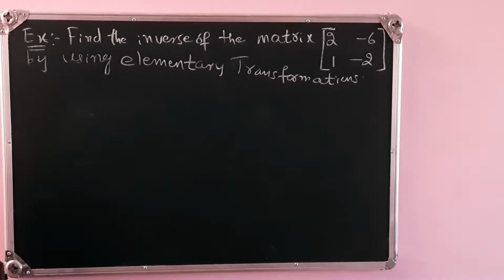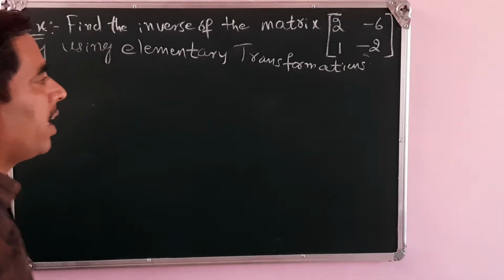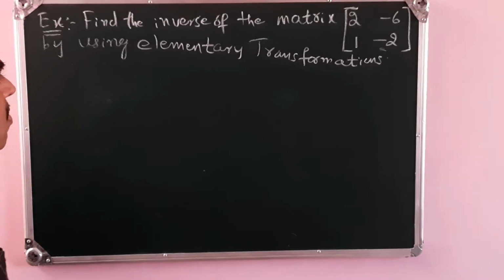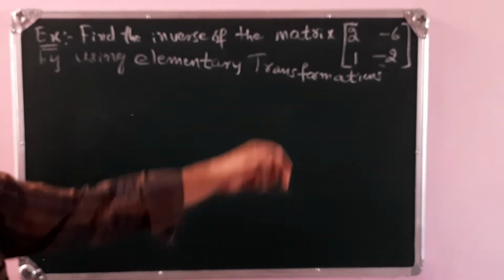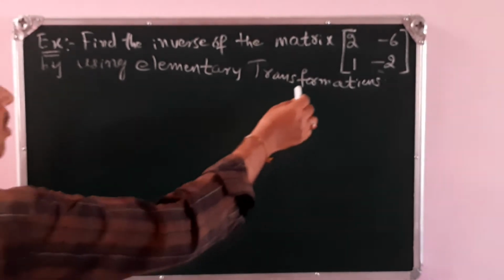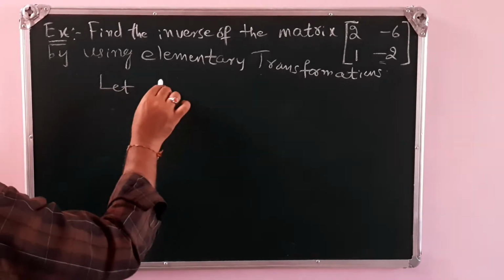Okay, let us continue with another problem. In the last class we worked out a similar kind of problem, finding the inverse of the given matrix by elementary transformations. So we can work out another example. Let us consider that matrix as A.